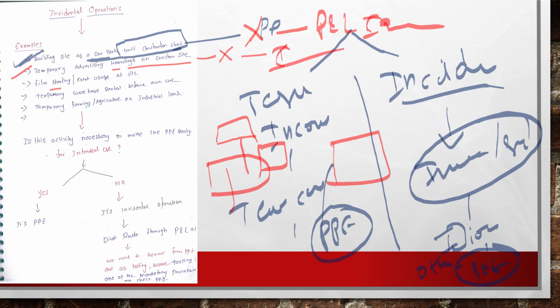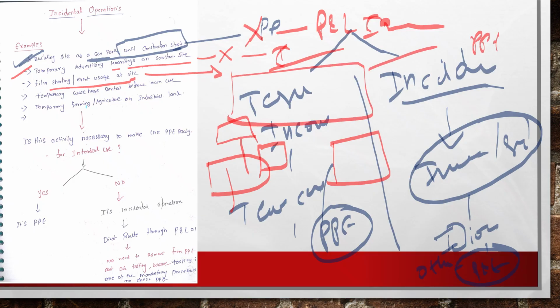And then film shooting, events or usage at a site. There will be some political meetings and some events. There will be film shooting at empty sites or construction plants. That is also not required to construct your PPE. You should not reduce this kind of income from the PPE cost. That should be other income.